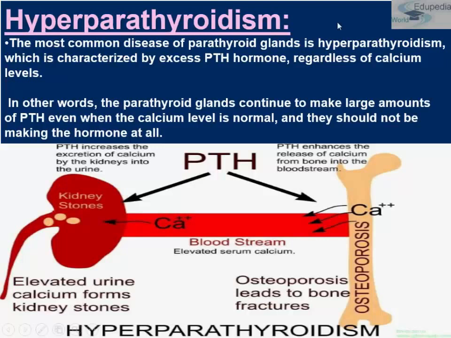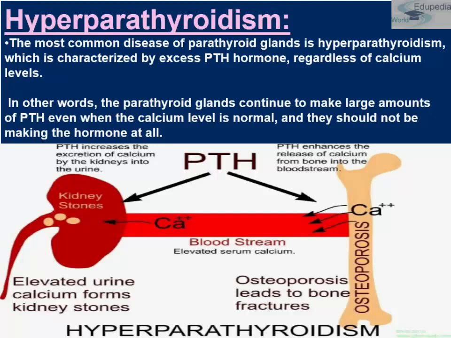So this disease is characterized by excess PTH regardless of the calcium level. In other words, the parathyroid gland continues to make a large amount of parathyroid hormone even when the calcium level is normal, and it should not be making the hormone at all.